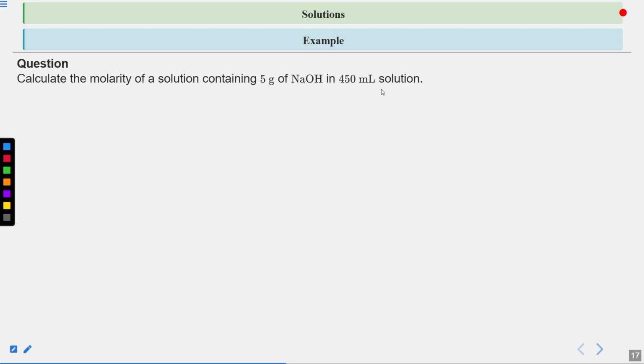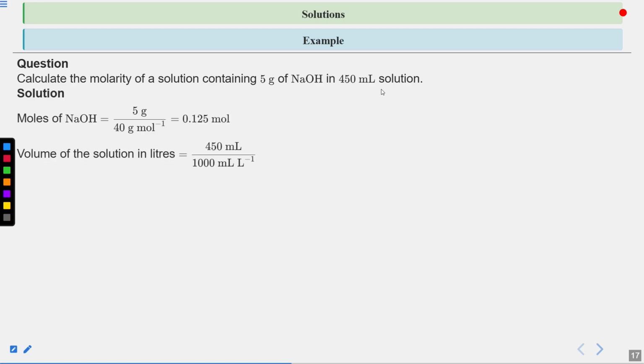So how will we solve it? Moles of NaOH will be given by 5 gram divided by 40 gram. Why have we written 40 gram here? Because 40 gram per mole is the molar mass of sodium hydroxide. Just add 23 plus 16 plus 1, and you will get 40.